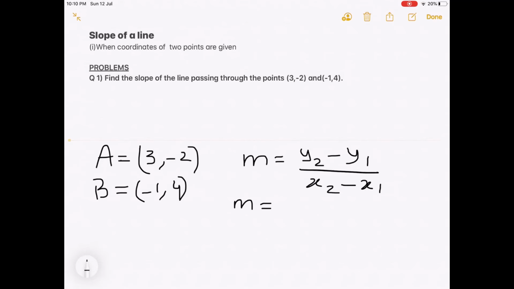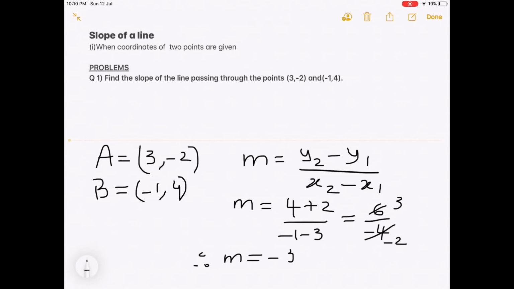So now m is equal to 4 plus 2, because minus and minus becomes plus, and minus 1 minus 3, which is nothing but 6 by minus 4. So now if you do the calculation, 2 minus 2 and 2 3s are 6. So therefore m is equal to minus 3 by 2.